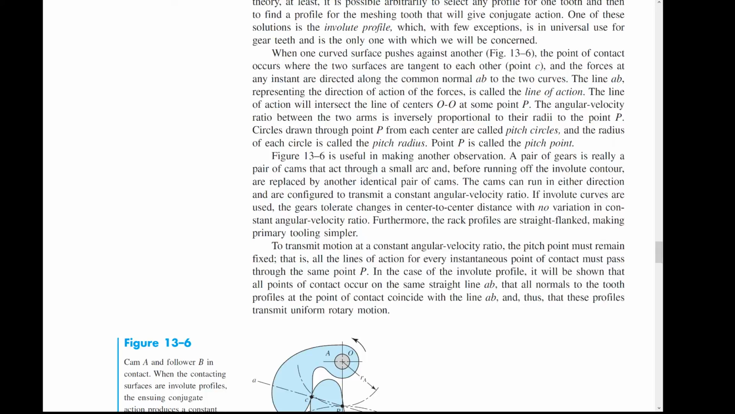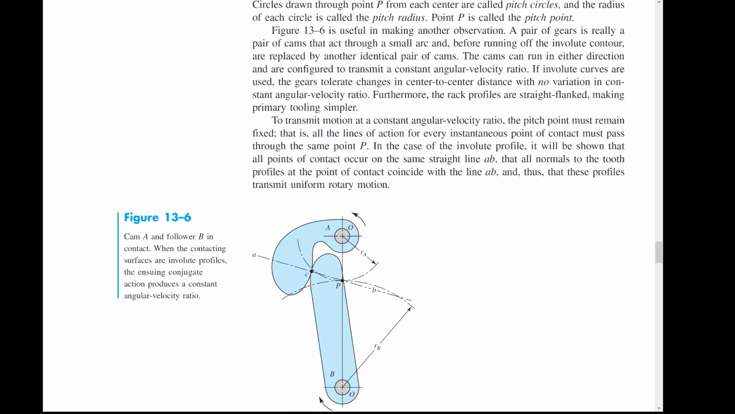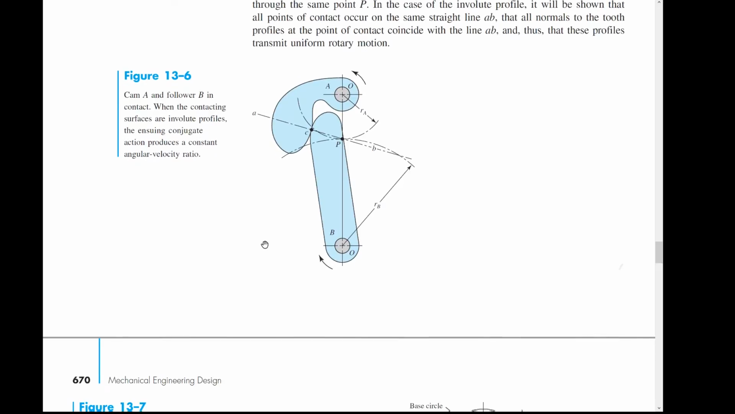In the case of the involute profile, it will be shown that all points of contact occur on the same straight line AB, that all normals to the tooth profiles at the point of contact coincide with the line AB, and thus that these profiles transmit uniform rotary motion. Cam A and follower B in contact when the contacting surfaces are involute profiles. The ensuing conjugate action produces a constant angular velocity ratio. So omega 1 over omega 2 is constant.